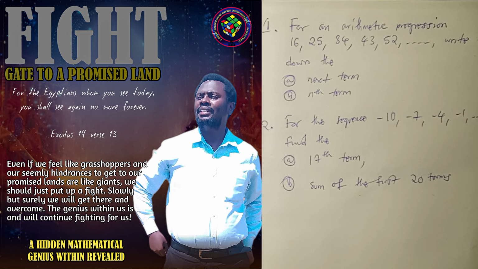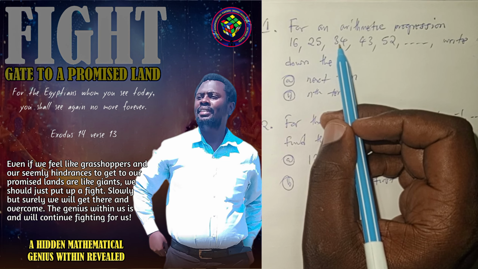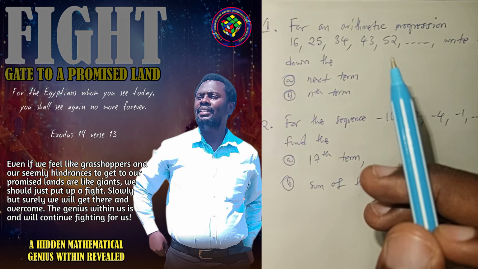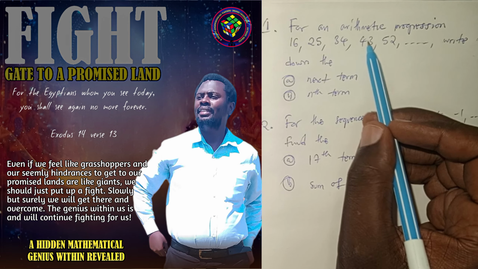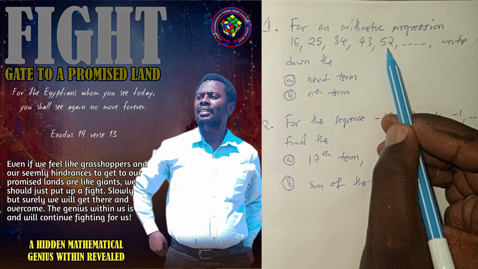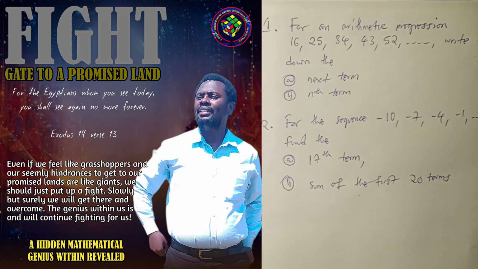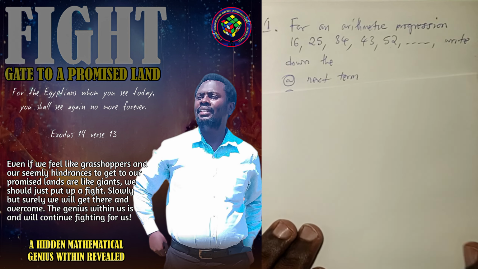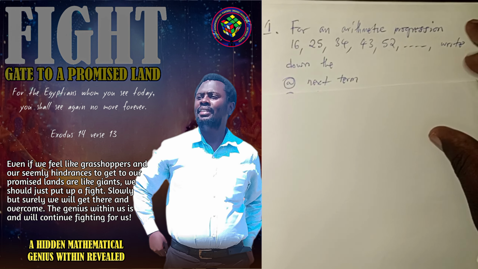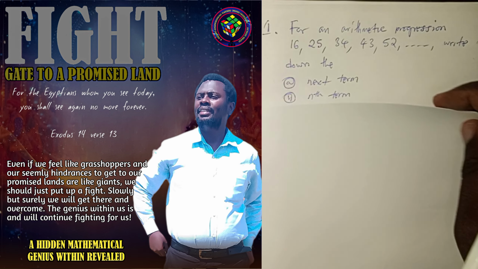It means if you subtract second term minus first term, this should be equal to third term minus second term, or fourth term minus third term. So the difference should be the same. Every time you are answering questions to do with arithmetic progression, always start with this common difference.